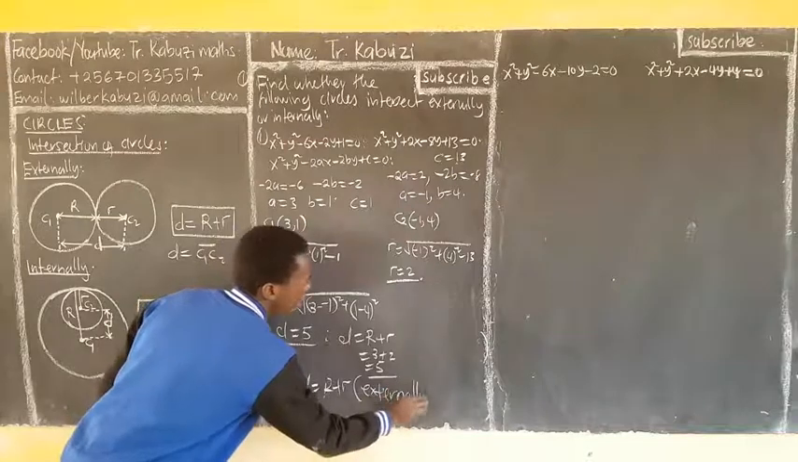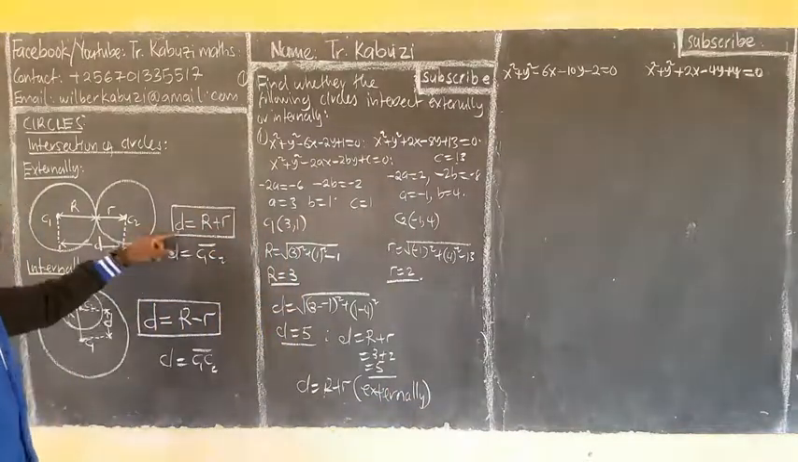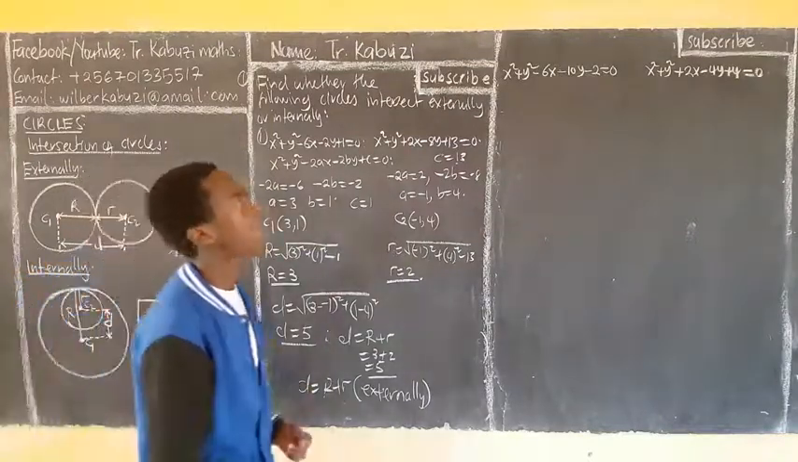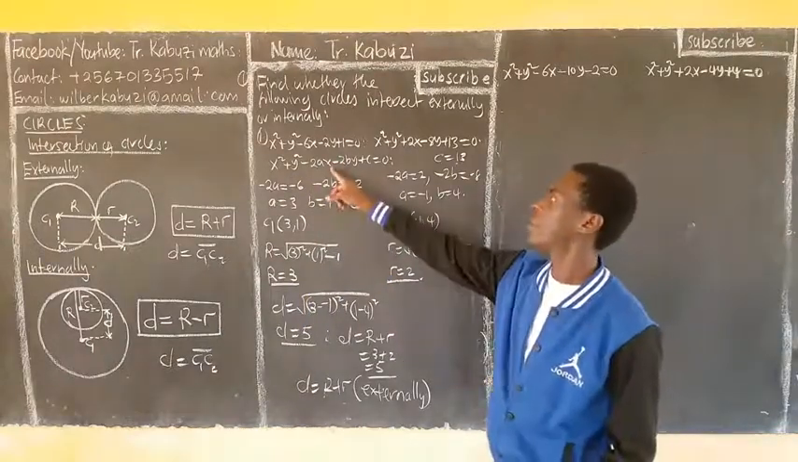Meaning that if this condition is satisfied, these circles intersect externally. Why externally? Because if you add the two radii and you see the distance between their centers, then they intersect externally.